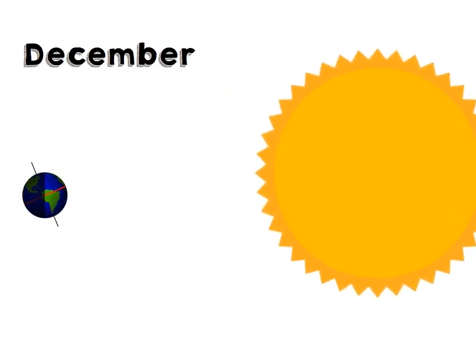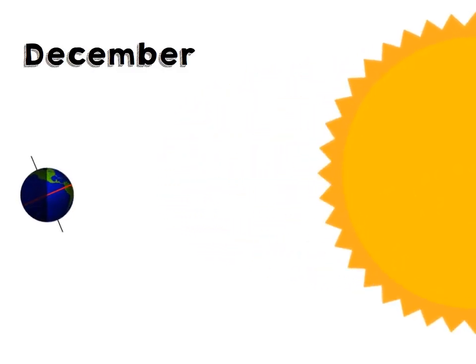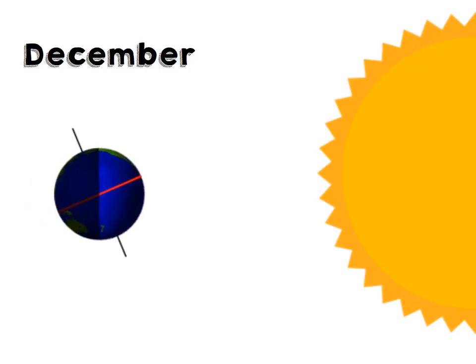Let's compare the amounts of sunlight and darkness in the Northern Hemisphere now that it's December. The amount of darkness is now much greater than the amount of sunlight that the Northern Hemisphere receives. This means that the days will be shorter during December and the nights will be longer. In the Northern Hemisphere, this is winter time.